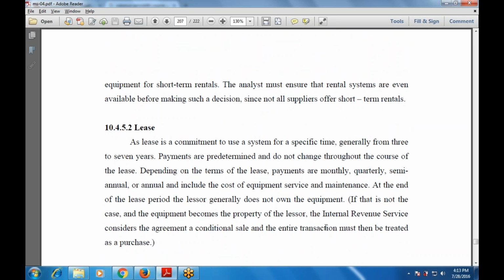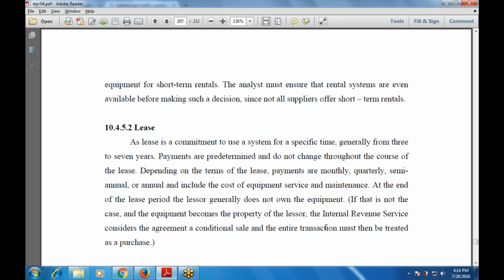Now, lease payments are predetermined and do not change throughout the course of the lease. In the rental, the payment is not fixed; there is flexibility in the rental system. But on a lease, payments are predetermined and do not change throughout the course of the lease. Depending on the terms of the lease, payments are monthly, quarterly, semi-annual, or annual, and include the cost of the equipment service and the maintenance.